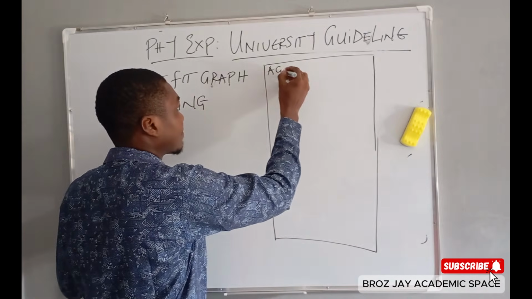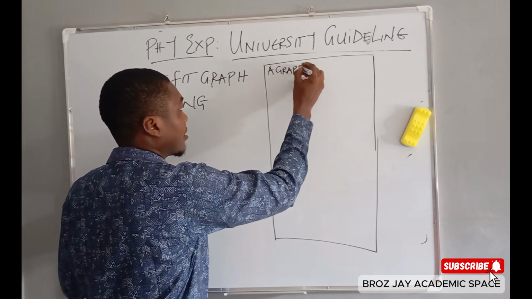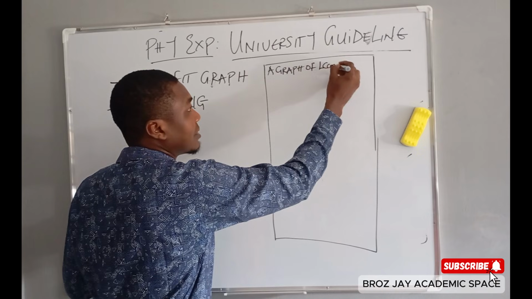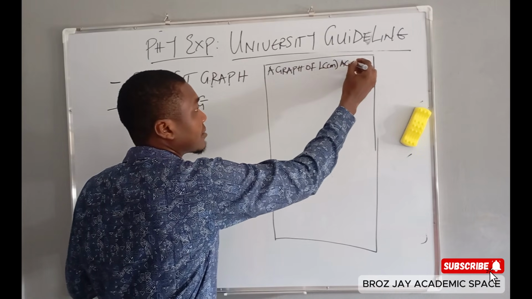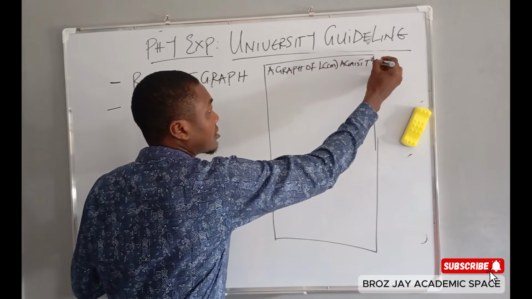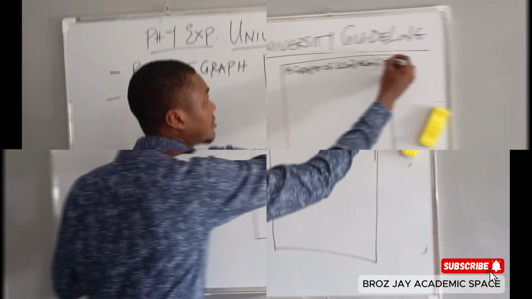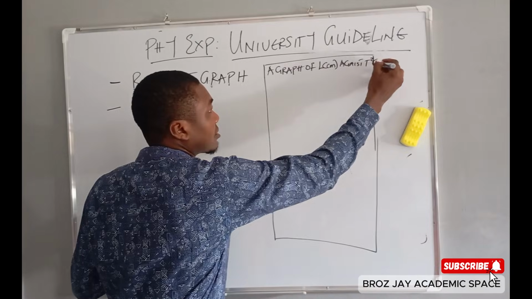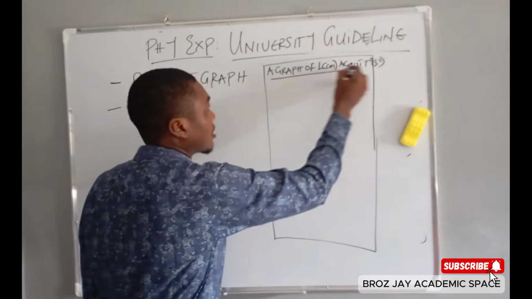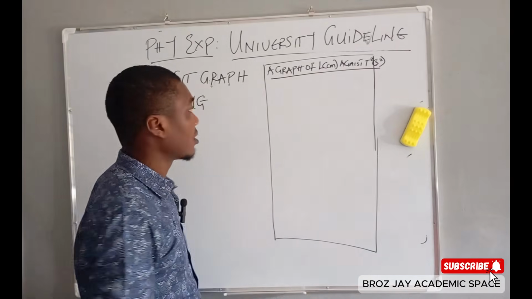A graph of L in centimeter against T square, second square. And that was the first one. You decide to underline or not. And this is your graph.